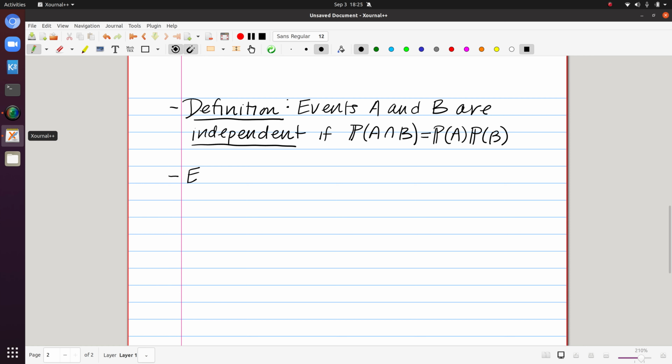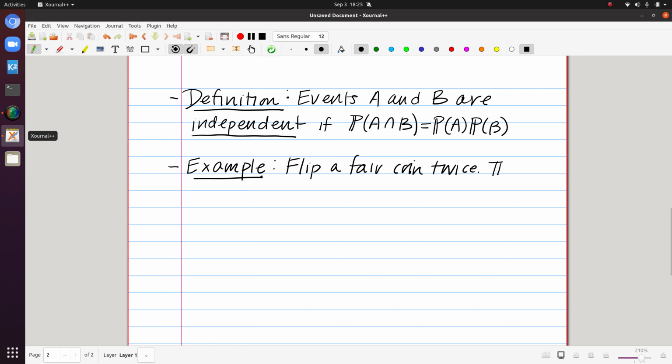To give this some context, think of the following example. Flip a fair coin twice. Then one way we could represent our sample space, where we want to identify if the coin landed heads or tails, is to use H and T for that. If we do this twice, the sample space includes heads heads, heads tails, tails heads, and tails tails.